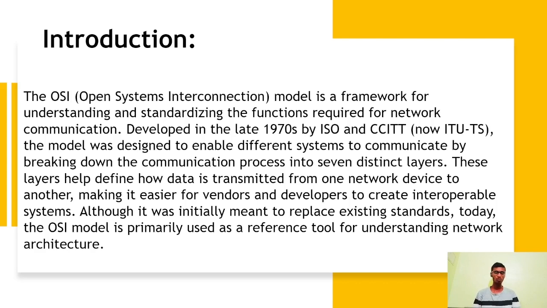The model was designed to enable different systems to communicate by breaking down the communication system into 7 different layers. As you have seen, in the TCP/IP model there are mainly 5 layers, and in the OSI model they have added 2 main layers, the presentation and session layers, so that it can be more interactive and communicative, and it may have some standards also. That's all for the introduction.